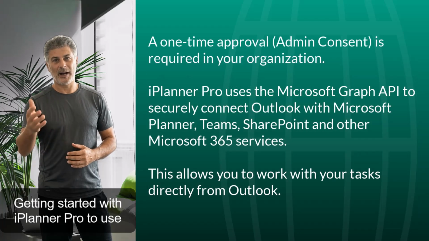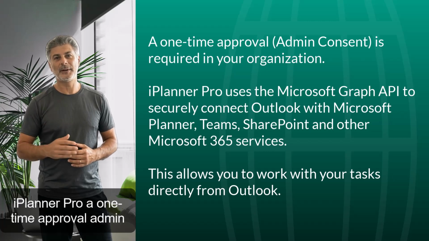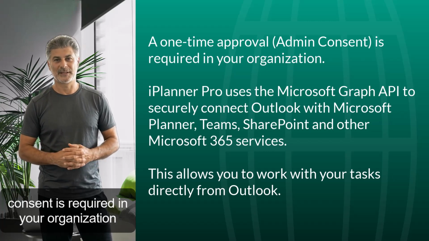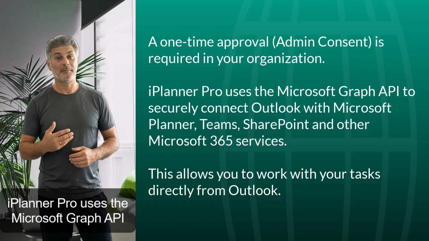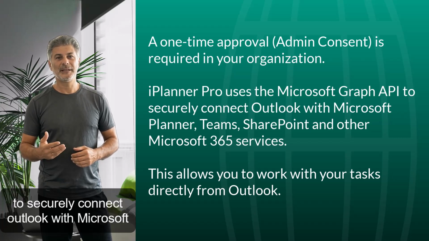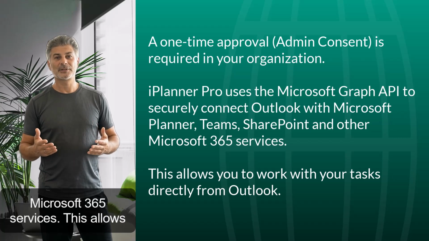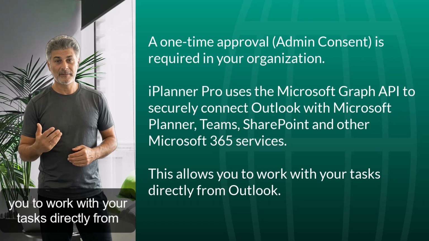Getting started with iPlanner Pro. To use iPlanner Pro, a one-time approval, admin consent, is required in your organization. iPlanner Pro uses the Microsoft Graph API to securely connect Outlook with Microsoft Planner, Teams, SharePoint, and other Microsoft 365 services. This allows you to work with your tasks directly from Outlook.